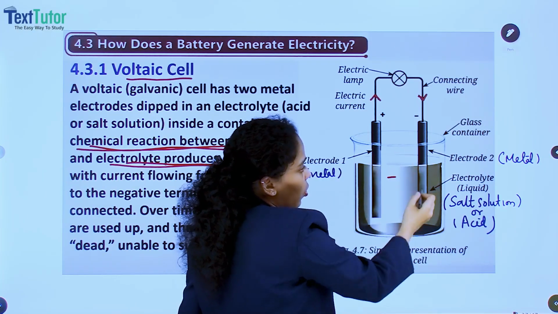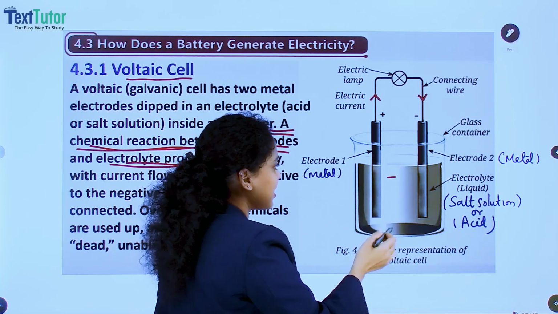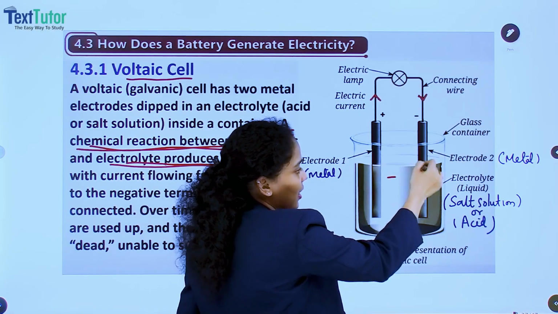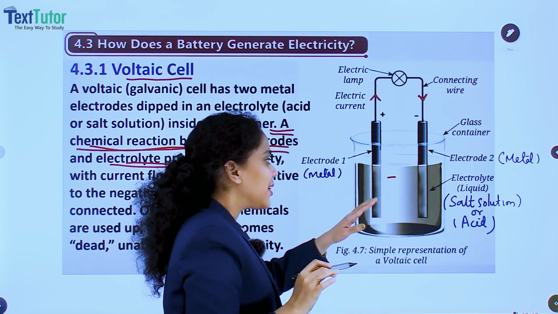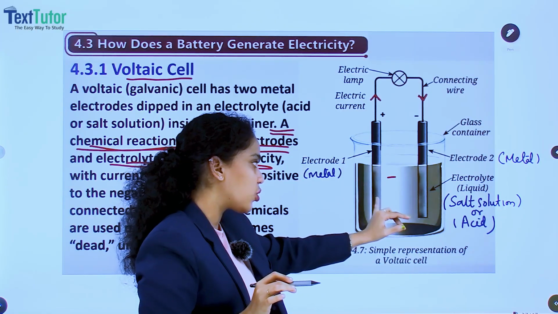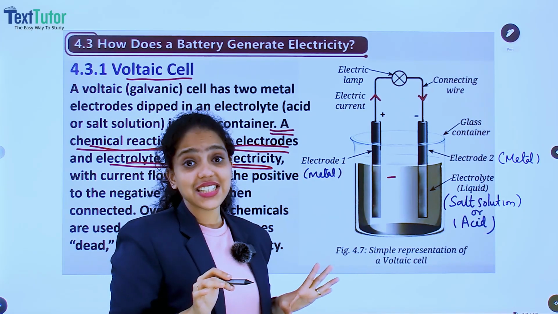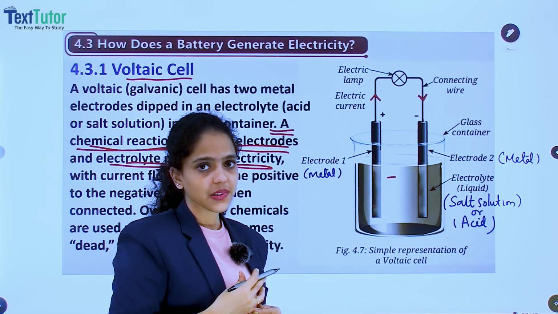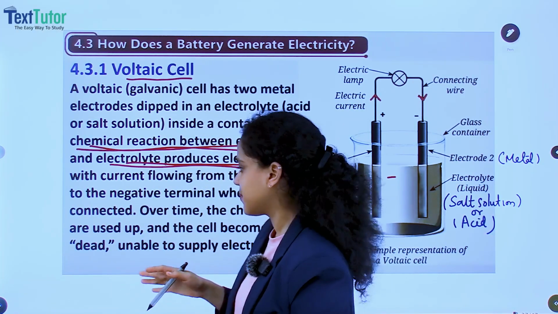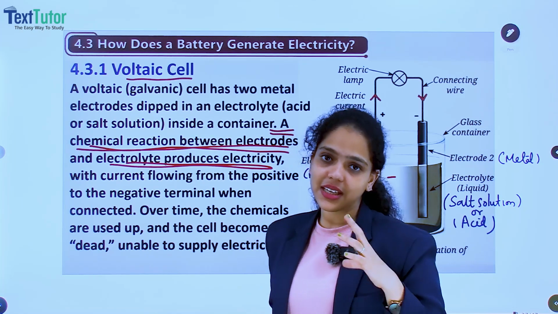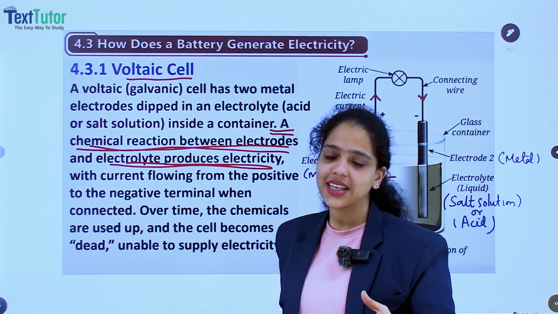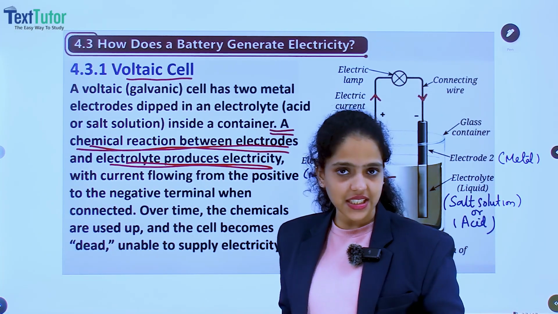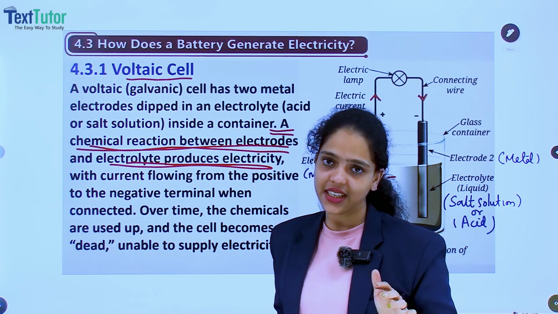There are two metal electrodes and here there is electrolyte, then two metal electrodes ഉണ്ട് എന്നുള്ള കാര്യം ഓർക്കുക. Then the reaction between this electrode and the electrolyte results in the production of electricity. Okay, clear? So over time, the chemicals are used up and further chemical reaction is not possible. As a result, no electricity is produced. The cell is dead. Okay.